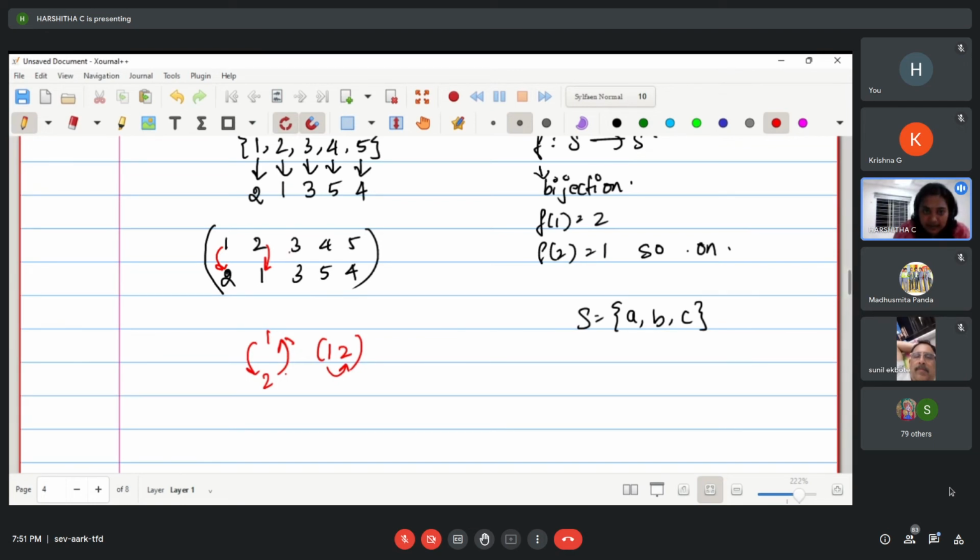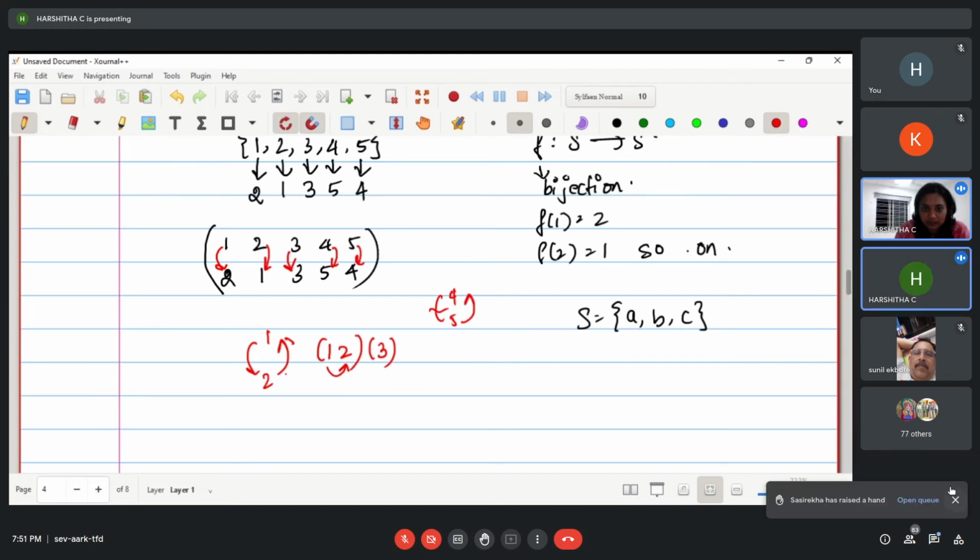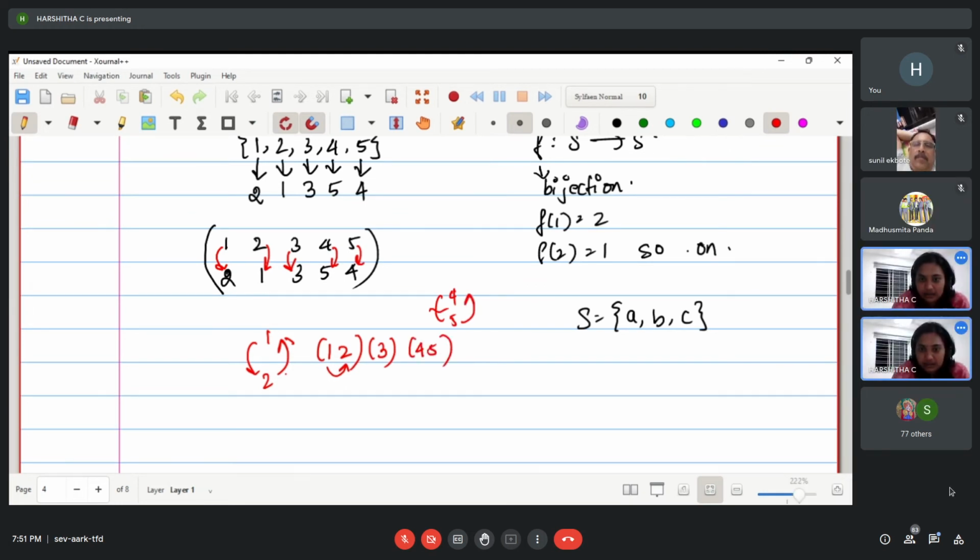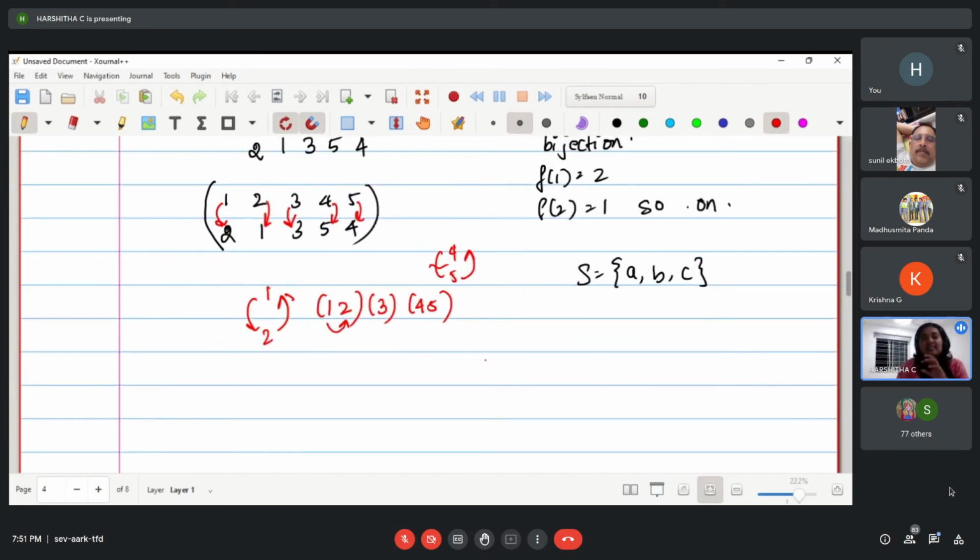If we want to write the other elements, 3 goes to 3. Here 4 goes to 5 and 5 goes to 4, so we have (4 5). This is just a different way of denoting the function. We're not doing anything new.